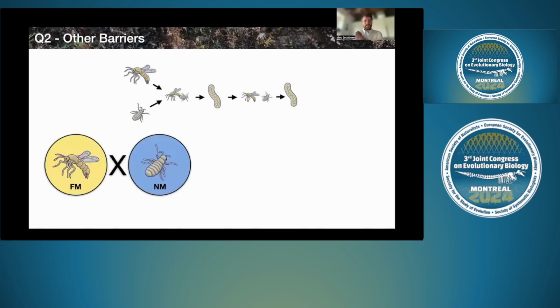So to look for other barriers, we did a series of laboratory crosses where we crossed full moon to new moon individuals in the lab to check if there are any barriers along the life cycle that you can see on the screen here. And the first place we checked was if there's a barrier outside of timing that prevents the males from mating with the females.